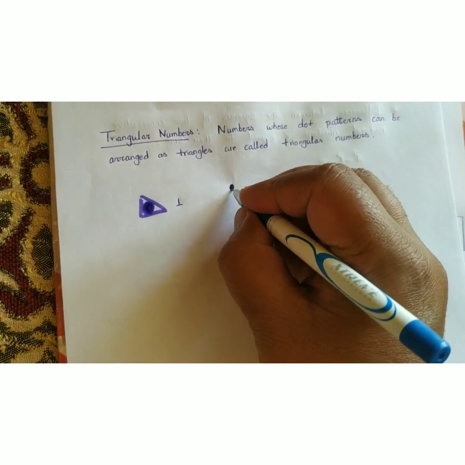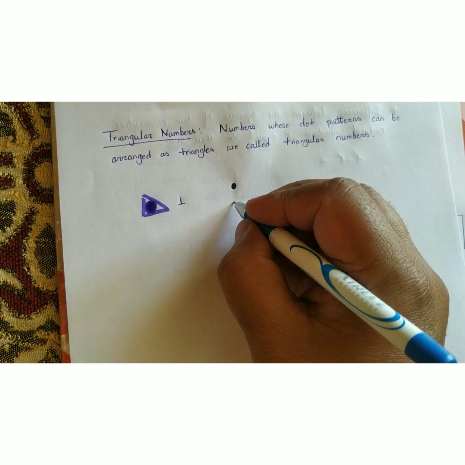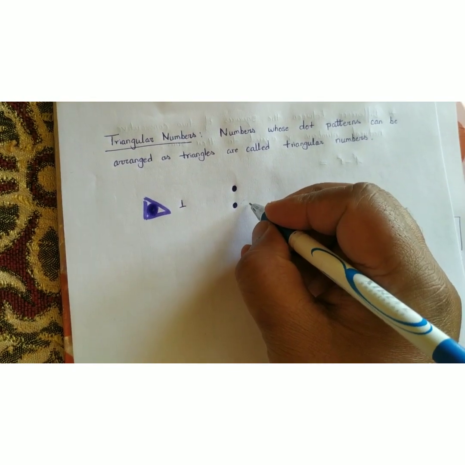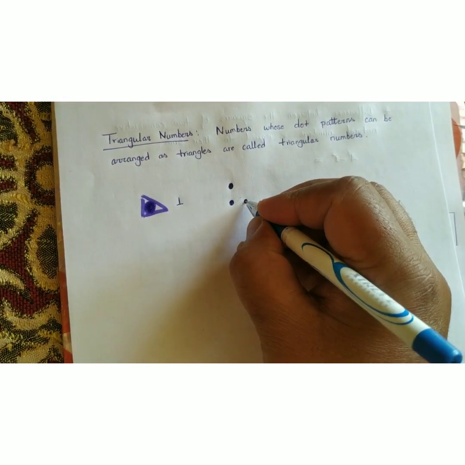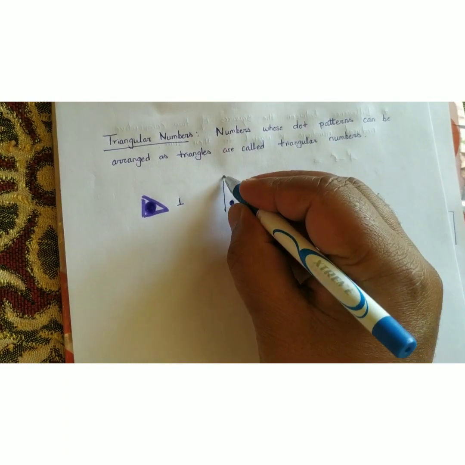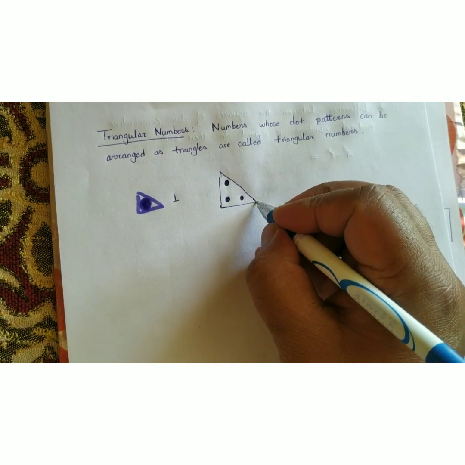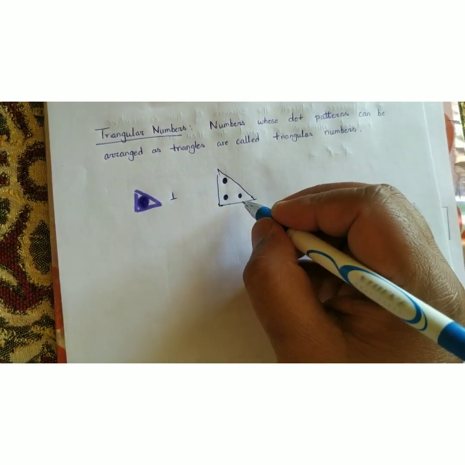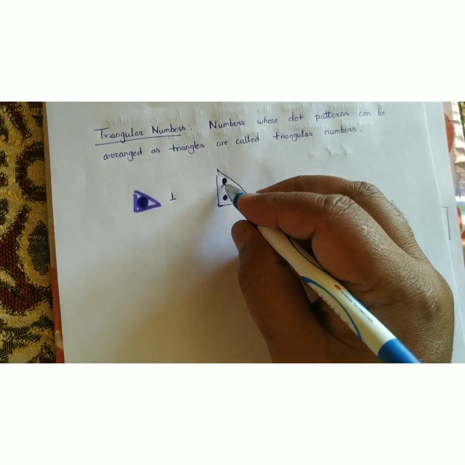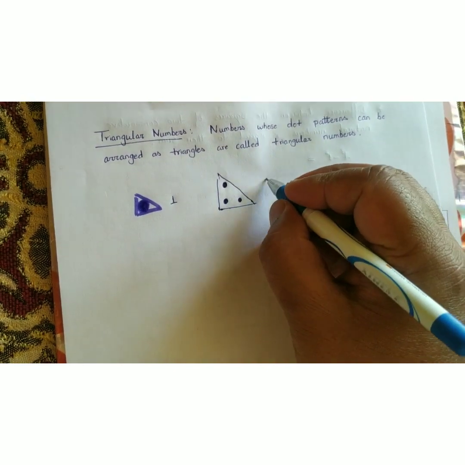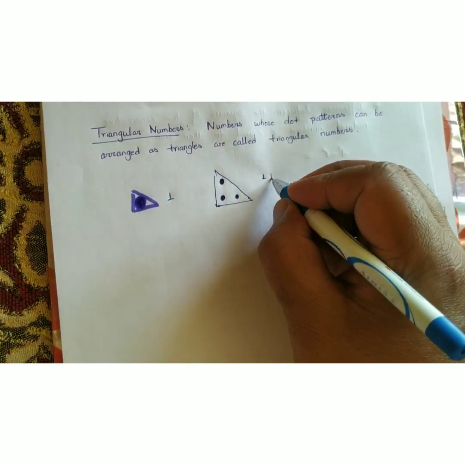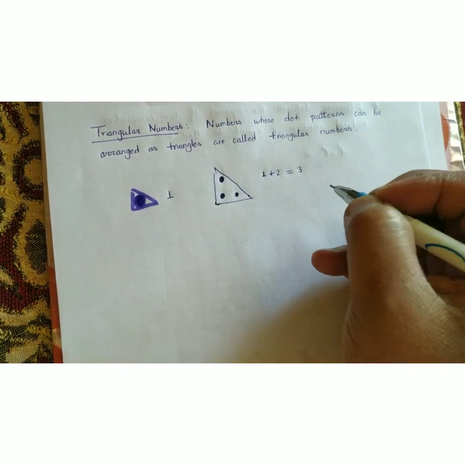Second is, suppose we have a dot and we put two dots, then again these dots can be arranged in the form of a triangle. So second triangular number is 1 plus 2 is 3. Second triangular number is 3.